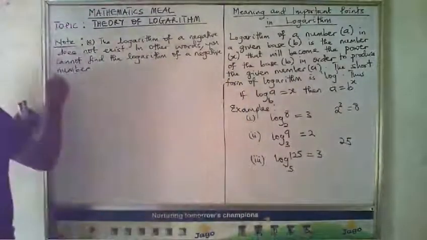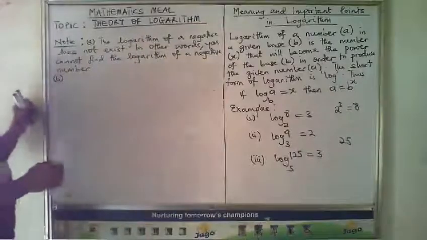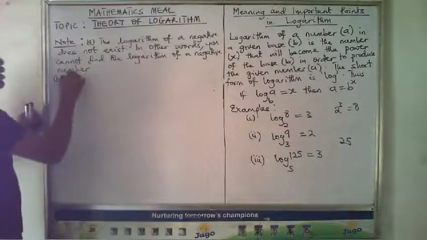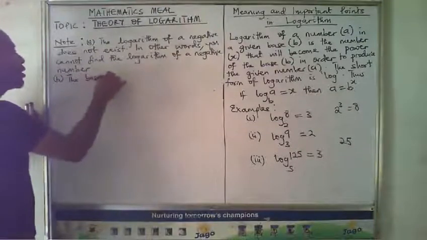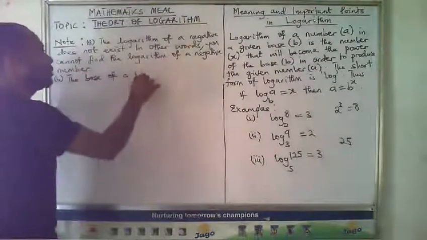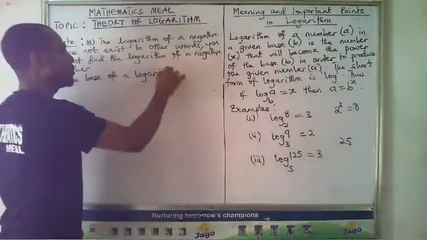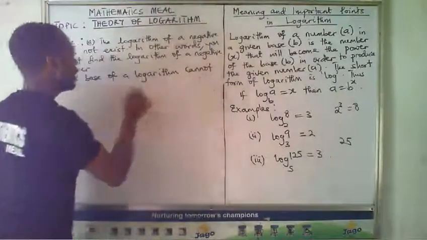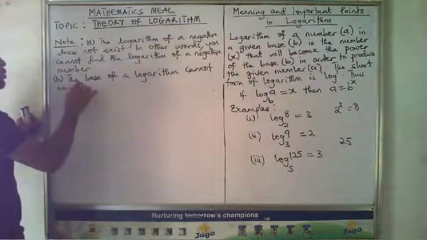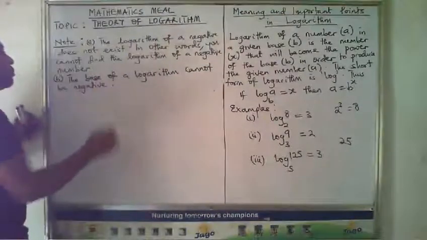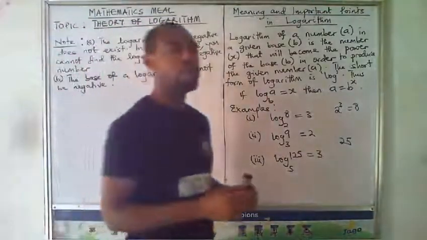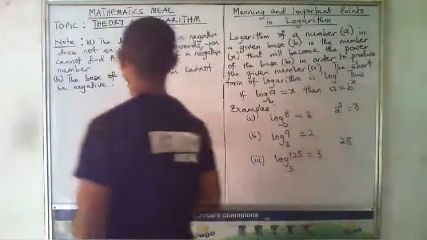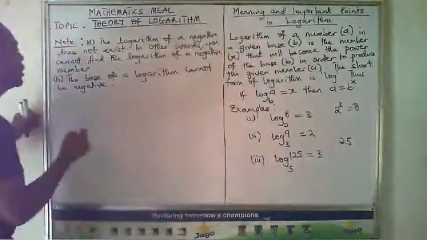Then B, the second part of that, we are going to explain this later. The base of a logarithm cannot be negative. The base of a logarithm cannot be what? Cannot be negative. That's the base of a logarithm. Cannot be negative.